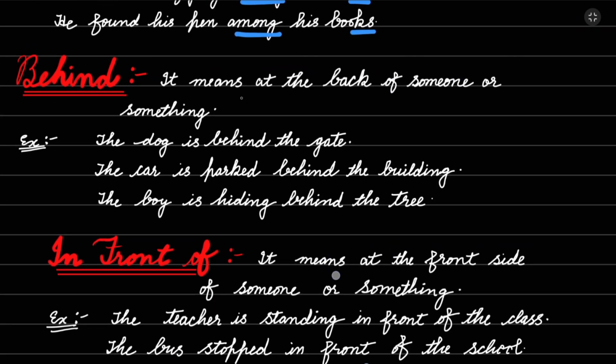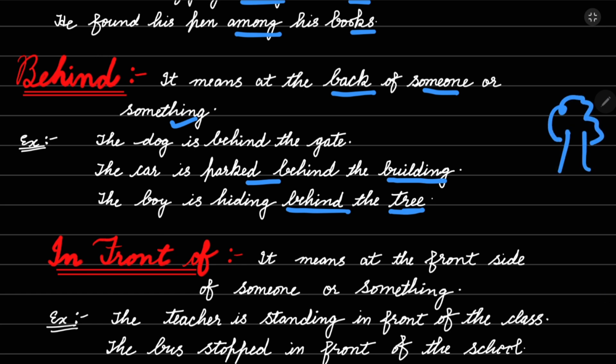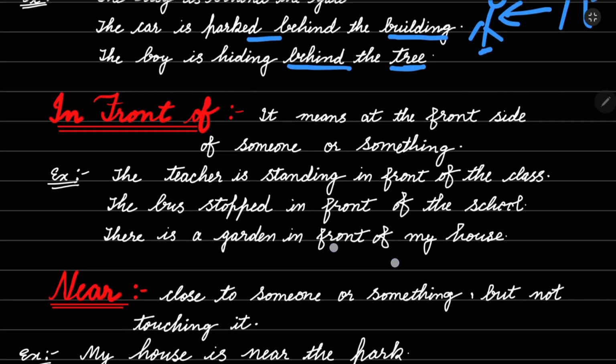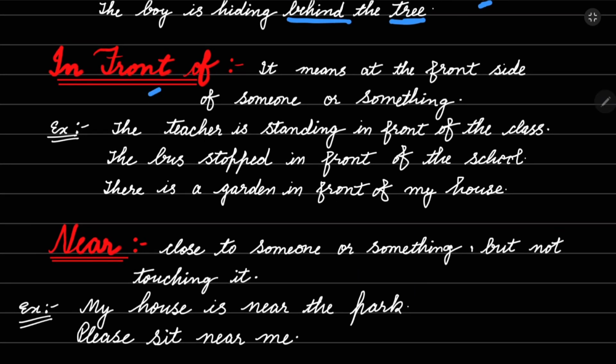Next is behind. It means at the back of someone or something. At the back side. The dog is behind the gate. The car is parked behind the building. The boy is hiding behind the tree. For example, it is a tree and here is the boy. Then we will say the boy is behind the tree. Next, in front of. It means at the front side of someone or something.